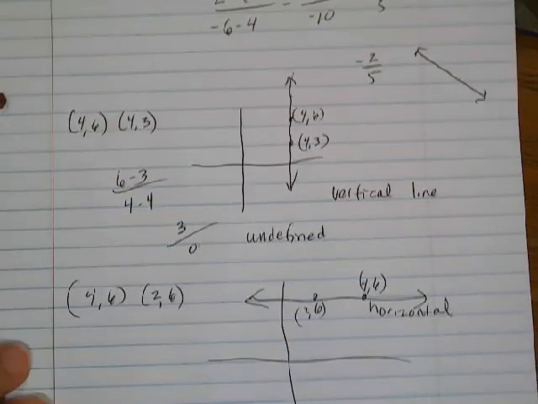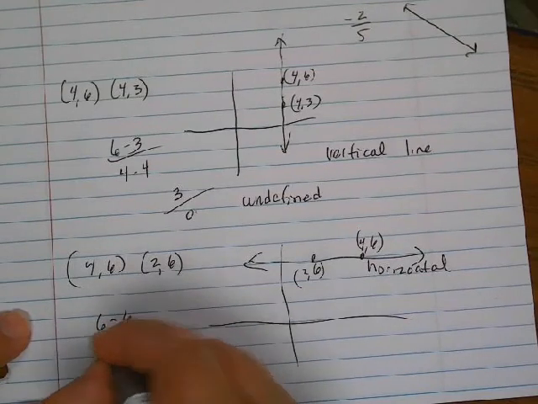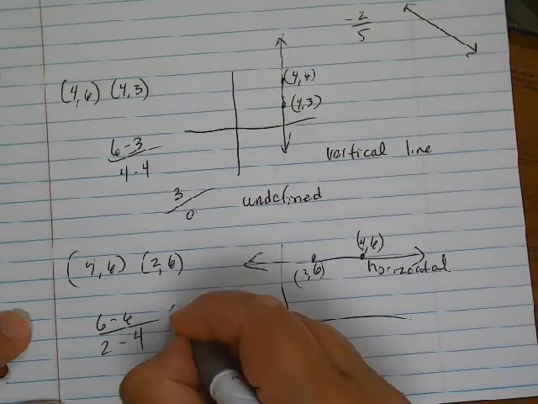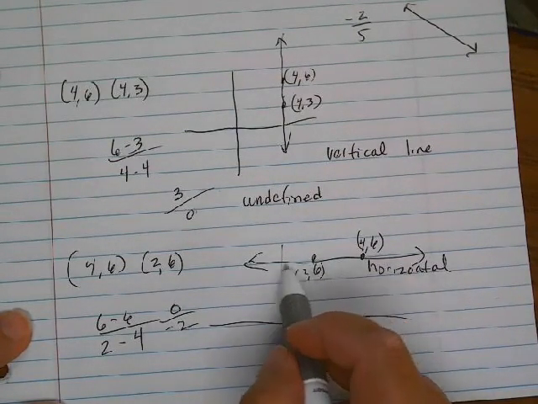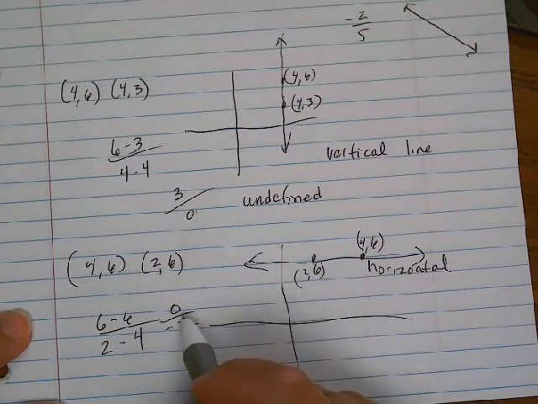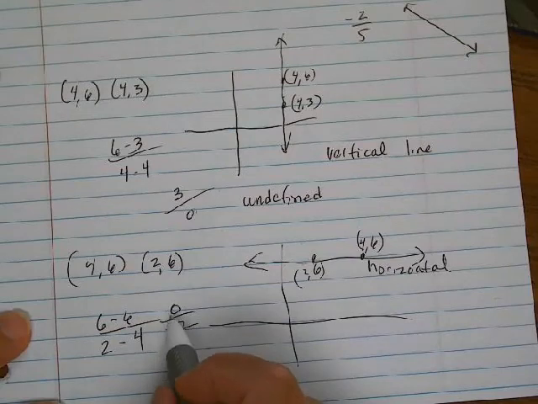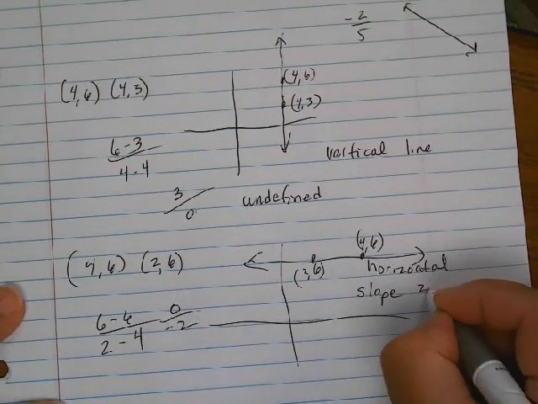And let's see what happens when I subtract here. If I do the y subtract the y, over the x subtract the x, I would get 0 over -2. I go up 0 over 2, up 0 over 2. When you take 0 divided by a number, that is not undefined. When 0 is in the numerator, we say this one has a slope of 0.